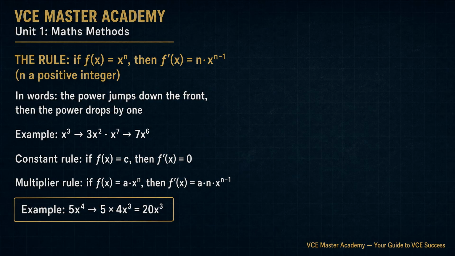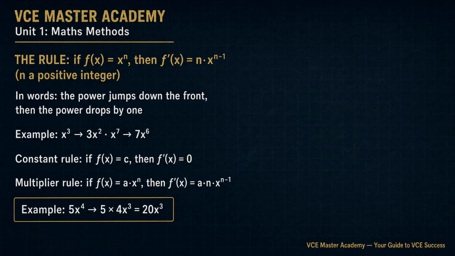Two small helpers ride along with the rule. First, constants. A constant is just a fixed number, like 5 or c. Its graph is a flat horizontal line, and flat ground has 0 steepness. So the derivative of any constant is 0, always.